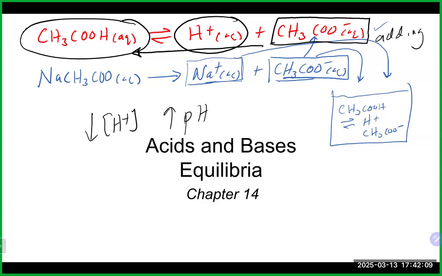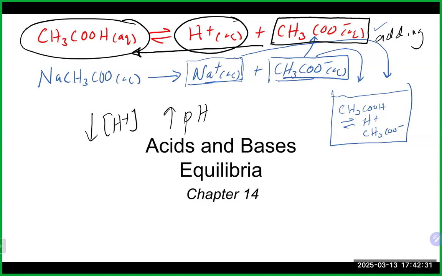Will the pH go to an acidic route? Probably not, but it will be a higher pH than what it would be if it was just the acetic acid in there by itself. So this is what it means when we talk about a common ion suppressing a weak acid from dissociating, or even a weak base, which works the same way.